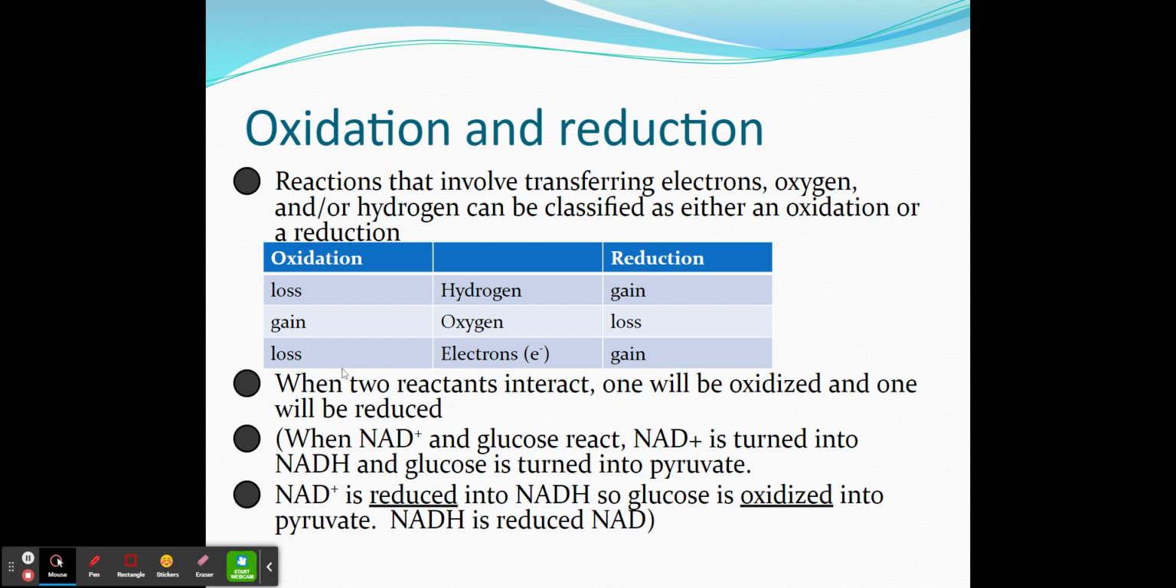The one that I like is Leo the lion says grr. So Leo, loss of electrons, is an oxidation. Grr, gain of electrons, is a reduction. You might also use oil rig. Oxidation is a loss of electrons. Reduction is a gain of electrons. Either way. Okay, so again, if something is reduced, we're going to add an H to this molecule called NAD, turning it into NADH. If NAD is being reduced, glucose is being oxidized.